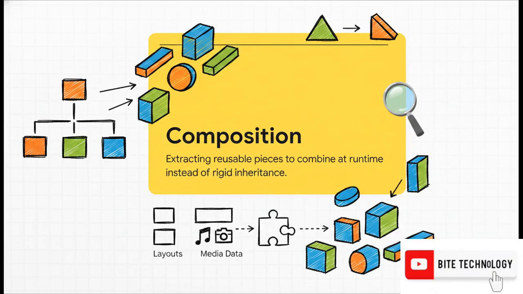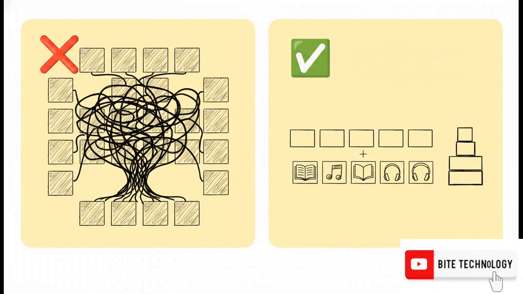We need to take the things that change independently, like our layouts and our media data, and separate them so we can just mix and match them on the fly. And this brilliantly illustrates the massive difference in scalability. Just look at the math here. If we use pure inheritance with 4 views and 4 resources, we multiply them. 4 times 4 means we're writing 16 distinct classes.